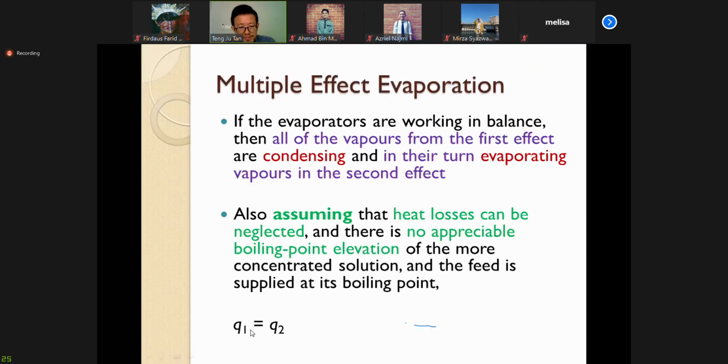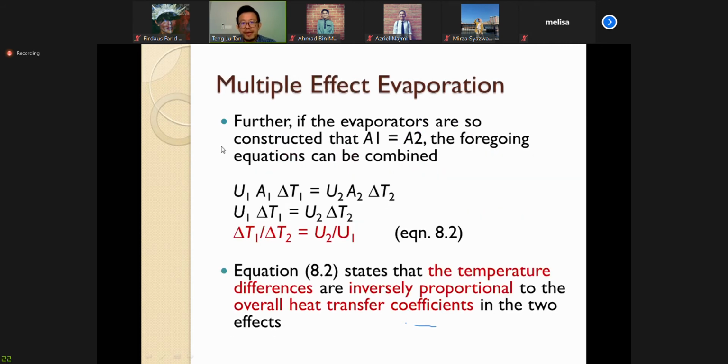We will continue. Okay, so we're assuming there's no heat losses and there's no boiling point elevations. So we can write these equations. Q1 equals Q2. All right. So further, if the evaporators are so constructed that A1 equals A2, this is the area, the foregoing equations can be combined. So U1 A1 delta T1 equals U2 A2 delta T2. Then A1 and A2 are the same, so you can cancel them out, and it becomes U1 delta T1 equals U2 delta T2. And then you can see delta T1 over delta T2 is inversely proportional to U2 over U1.